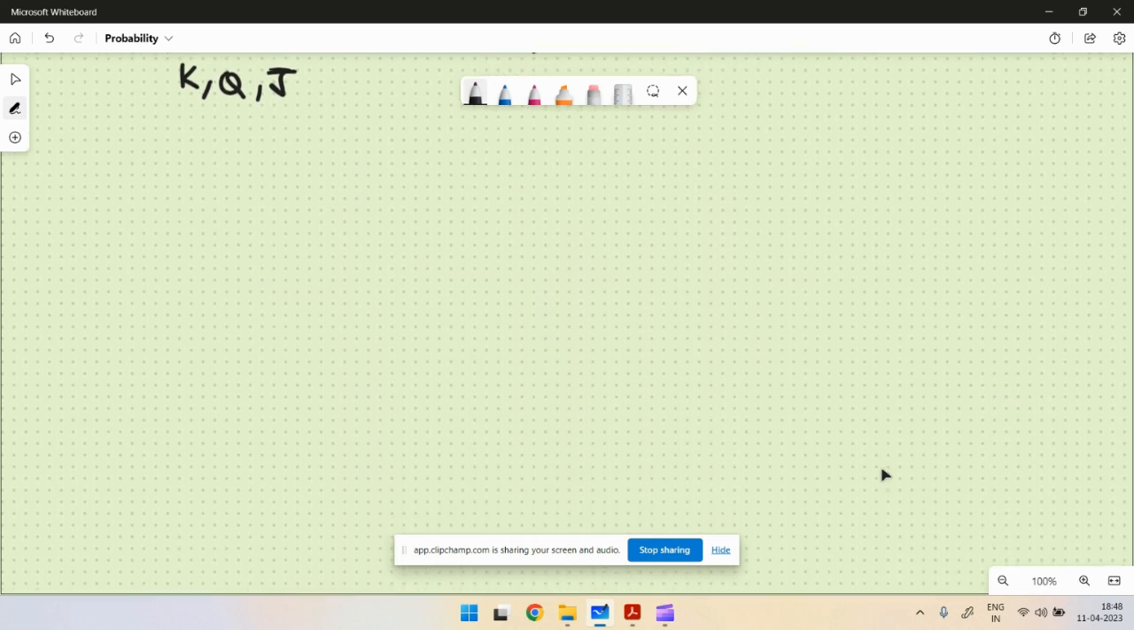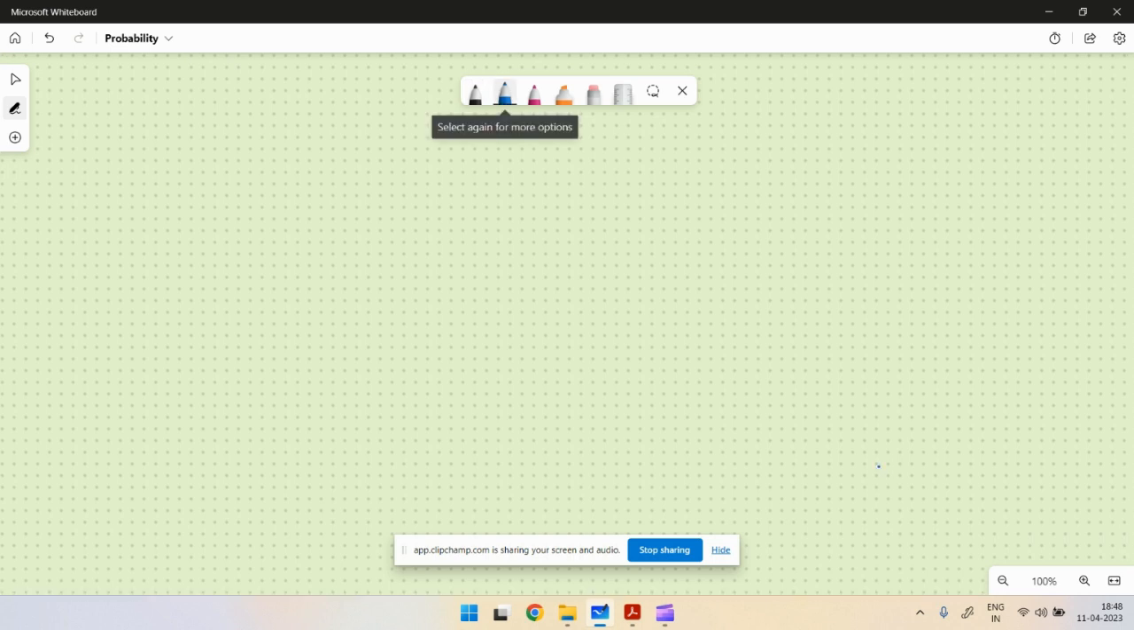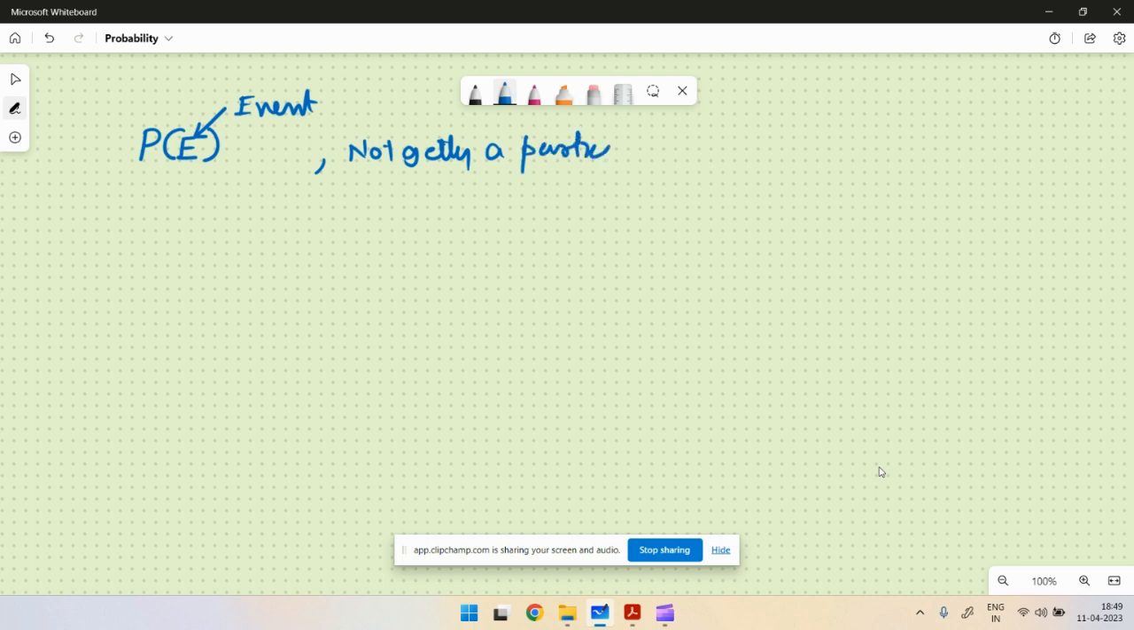Before going further, what we must also know is that the probability of any event is represented by P of E, where E represents an event. And the probability of not getting a particular outcome: if this is represented by P of E, then it will be represented by P of E bar, of not getting E.